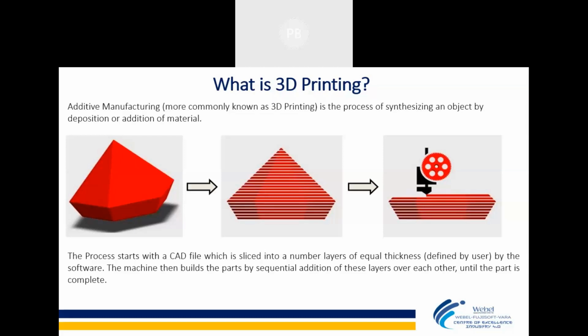So one layer gets stuck, then another layer, a third layer, a fourth layer, a fifth layer, like this. Stage by stage, the layers come up, and by adding all the layers we get the product, which is with a CAD file. So just take an example.